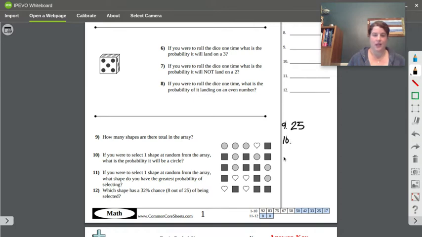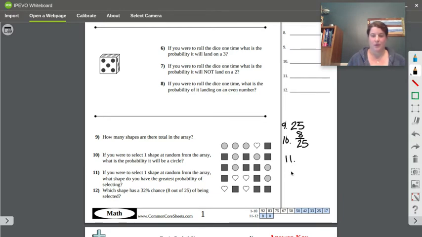So number 10, if you were to select one shape at random from the array, what's the probability it would be a circle? Okay. So we count up all of our circles, 1, 2, 3, 4, 5, 6, 7, 8. And we have 8 out of 25. So there are 8 circles out of 25 total options. So 8 out of 25.